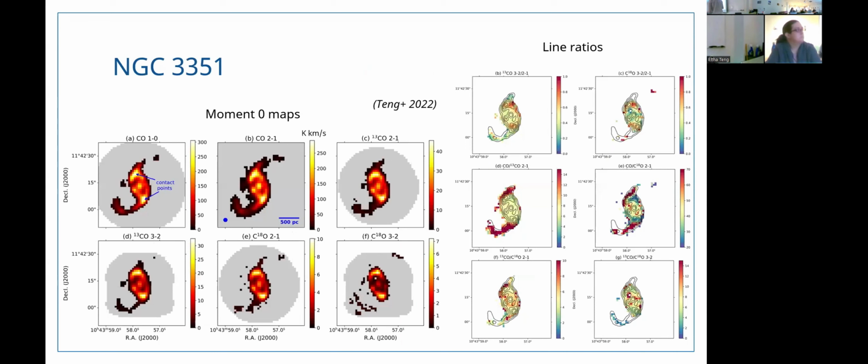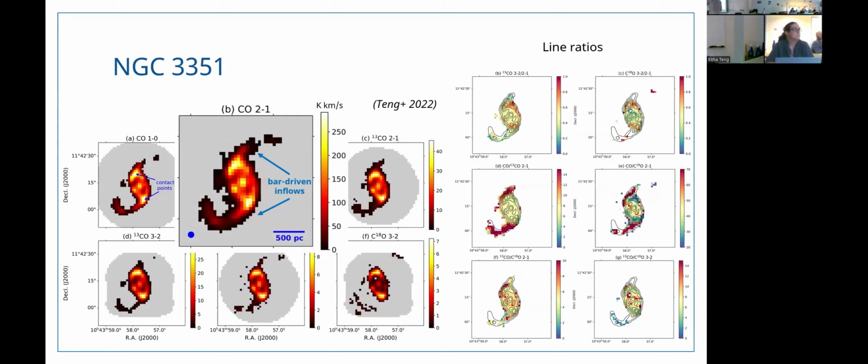So this is our result for the first galaxy. You can see our observed maps. All 6 lines are very well detected across the center of the galaxy. And on the right, you can also see various line ratio variations among different substructures.